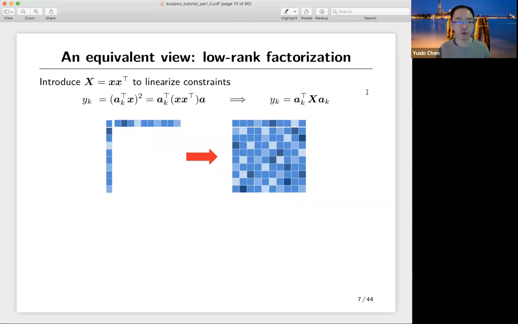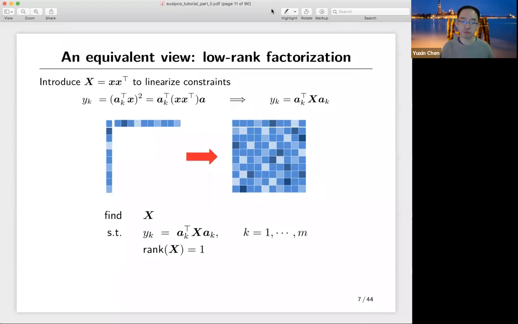Equivalently, I would also like to argue that actually solving this problem also has a lot to do with low-rank factorization. So imagine that, recall that what we have available is a collection of quadratic measurements about x, all right. But if we introduce a larger dimensional matrix capital X in order to represent little x x transpose, then each of the measurement y_k can equivalently be viewed as some linear measurements about this capital X matrix. So what this is saying is that quadratic measurements about the original unknown vector x is equivalent to linear measurements about this larger dimensional matrix.